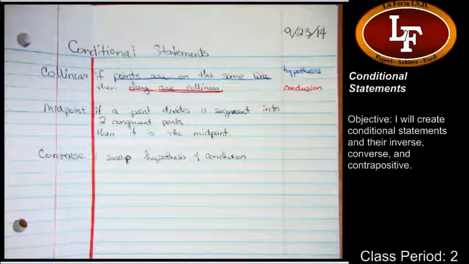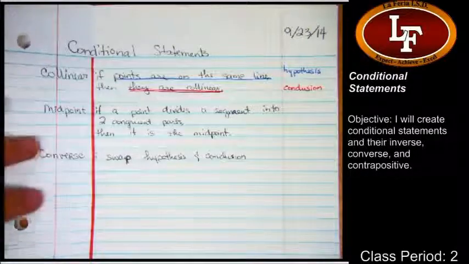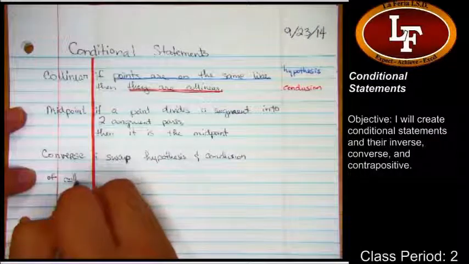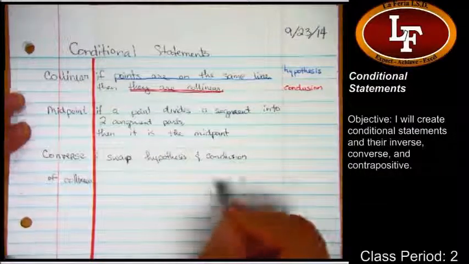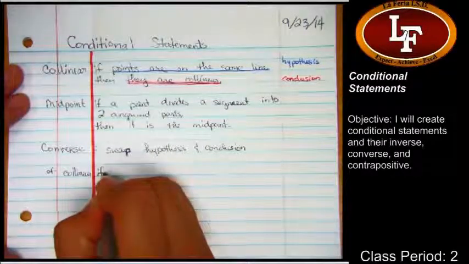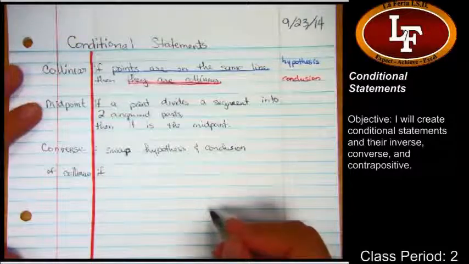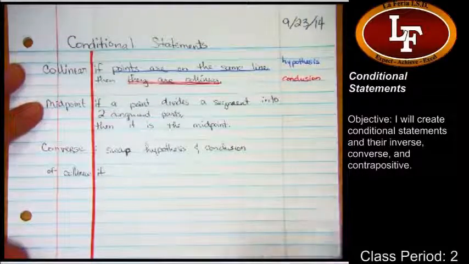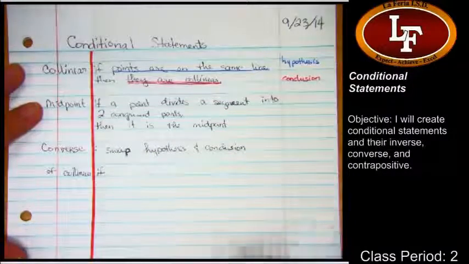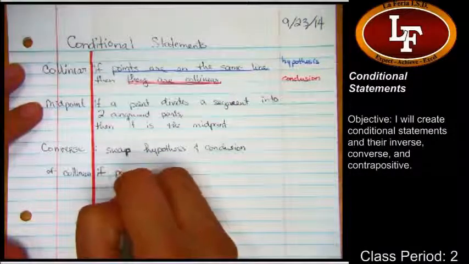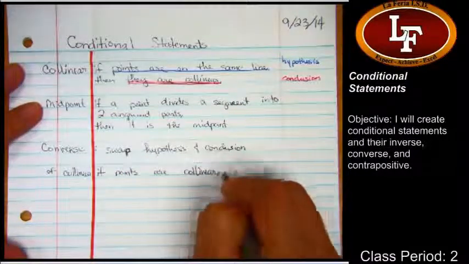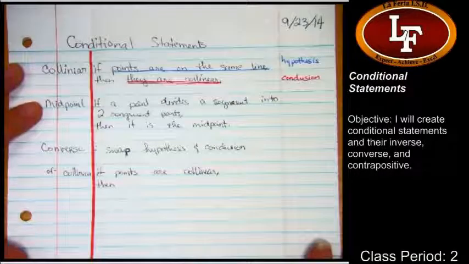You trade places with the hypothesis and the conclusion. So let's look at the converse of collinear. You see the conclusion on the original statement? Write that one first. It says if they are collinear. If what are collinear? If points are collinear, then what's your new conclusion?